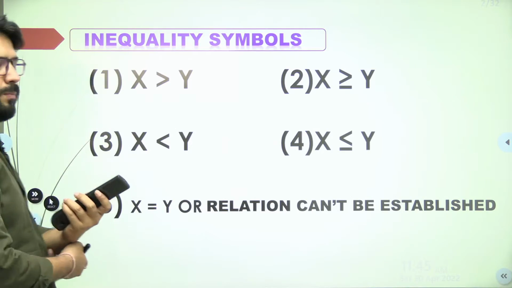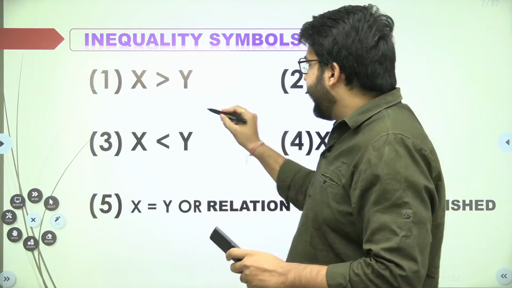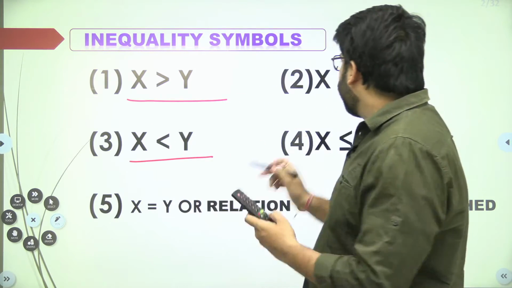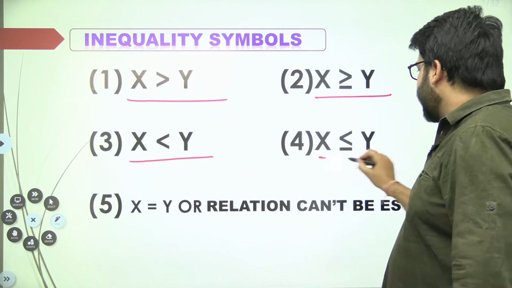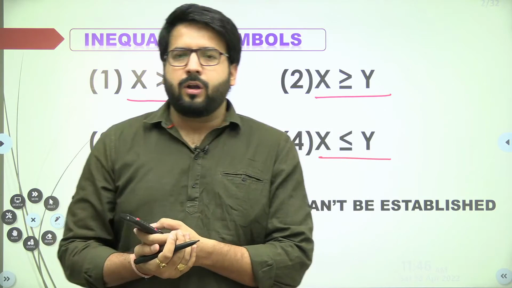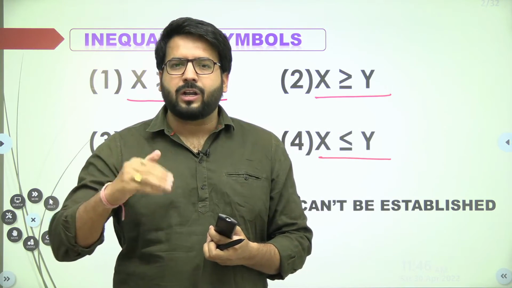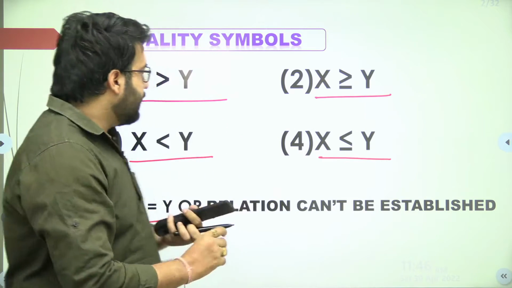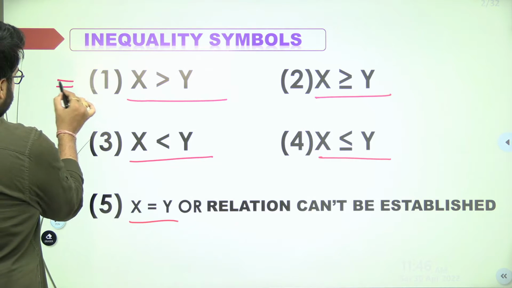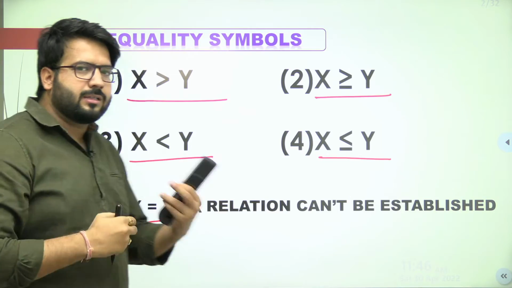So these are the symbols of inequality I told you before. The symbols are X greater than Y, X less than Y, X greater than or equal to Y, X less than or equal to Y, and X equal to Y. Generally in inequality, there are 5 options in bank exams. So what do the 5 options look like? These are the symbols for inequality, which will look like this. When you answer the question, you have to answer like this.